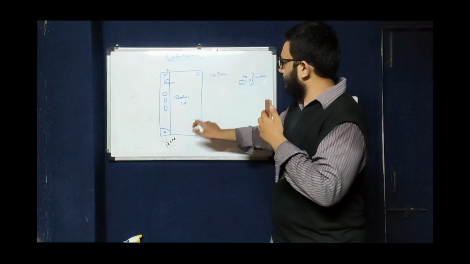So this is a product list. This is a list item. In the list item there is an image, name, price, and a heart button to make it a favorite. So we'll be implementing all of these, right?